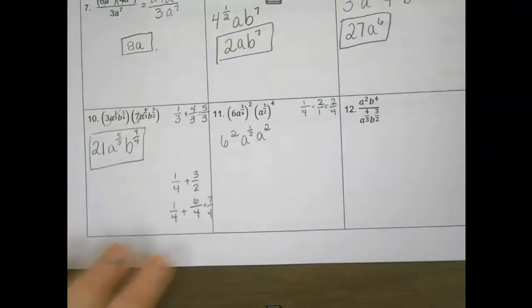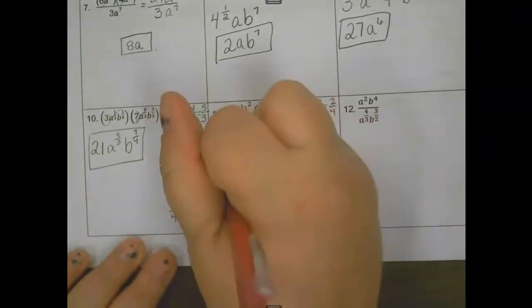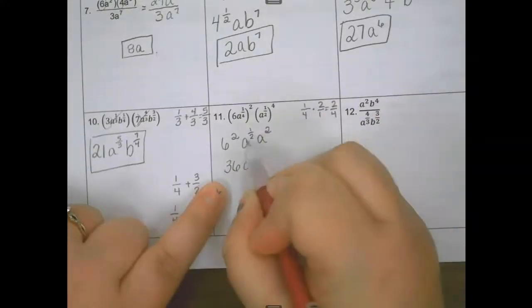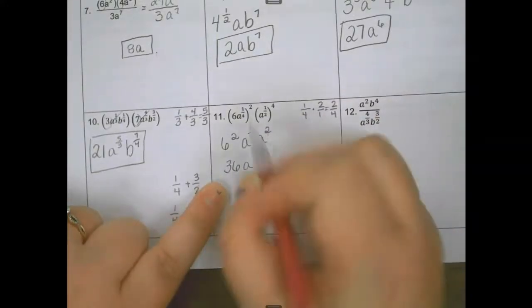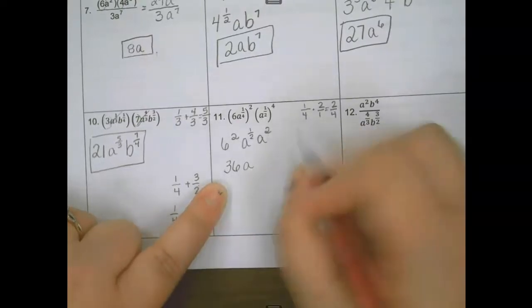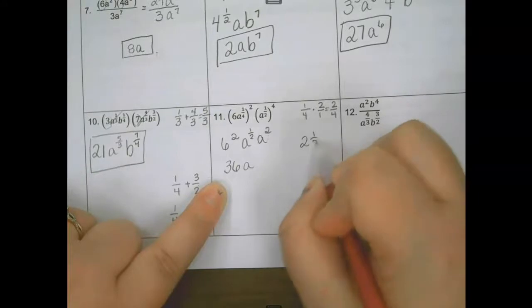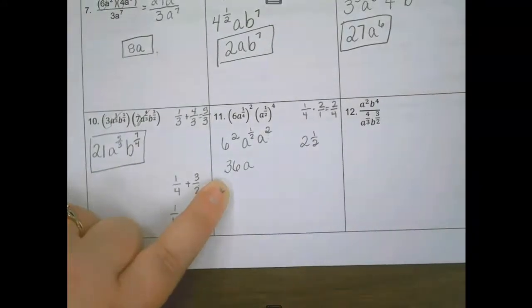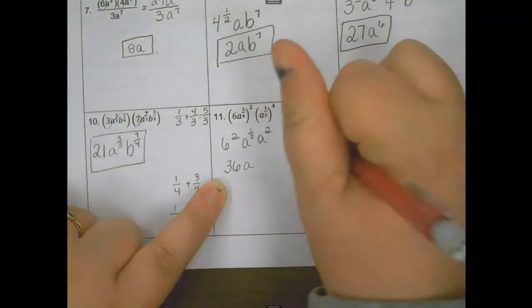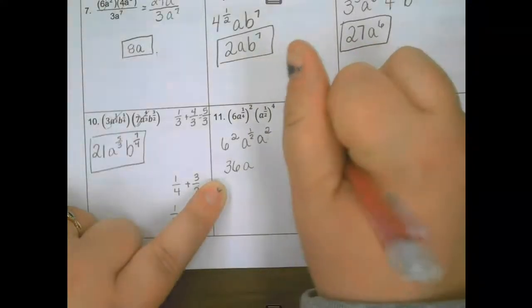Not done with this one because I still have 6 squared, which can simplify to 36. And I have 2 a's. Now they're in multiplication, so I'm going to add the exponents together. 2 plus 1/2. Now some of you have just been putting 2.5. But I'm going to make it an improper fraction because we usually have it as improper, which would be 5/2.